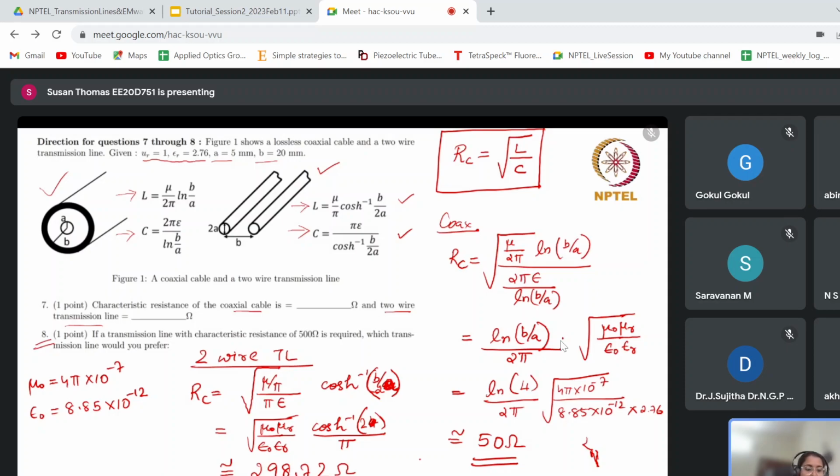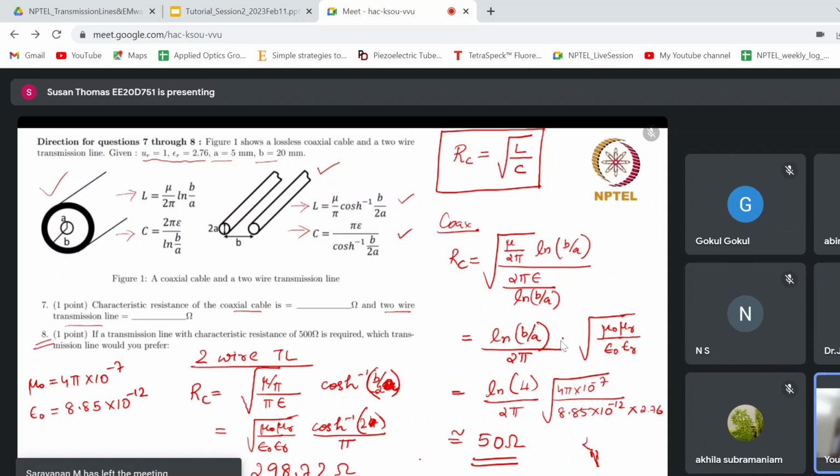if you are going for a characteristic resistance of 500 ohm, the dimensions required in case of a coaxial cable would be very large. Say the a and b, that is your inner diameter and outer diameter, might go very large. If it goes on to larger values, it is not preferable. So a two-wire transmission line is preferred. So the answer for this question would be our preference is two-wire transmission line if the characteristic resistance is very high, of the order of hundreds of ohms, like 500 ohm or so.